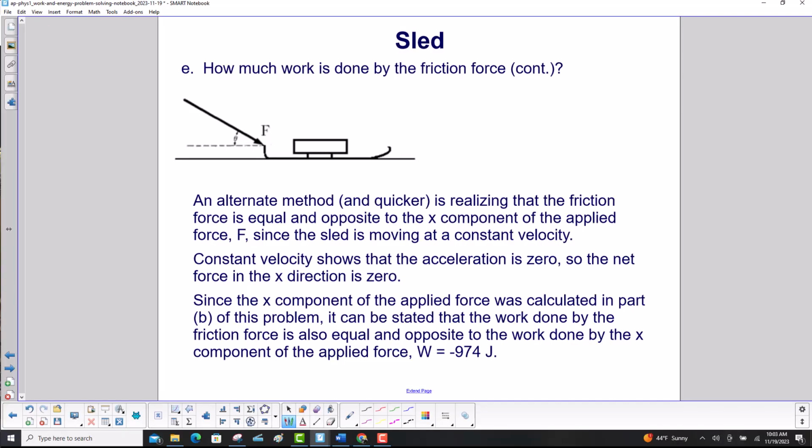An alternate method, and quicker, is realizing that the friction force is equal and opposite to the x component of the applied force F, since the sled is moving at a constant velocity, like we said on the previous slide. Constant velocity shows that the acceleration is 0, so the net force in the x direction is also 0. Since the x component of the applied force was calculated in part B of this problem, it can be stated that the work done by the friction force is also equal and opposite to the work done by the x component of the applied force. So all we have to do is put a negative in front of that 974 joules.